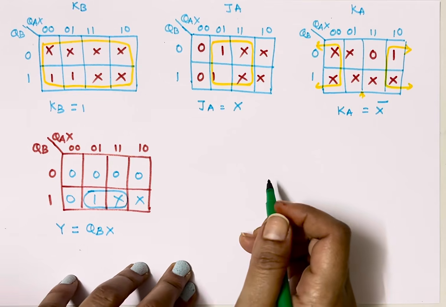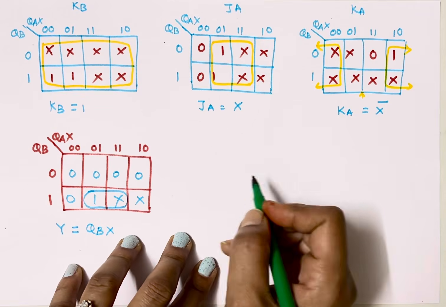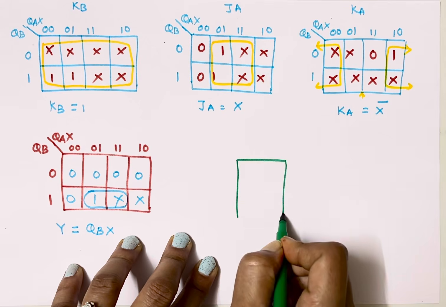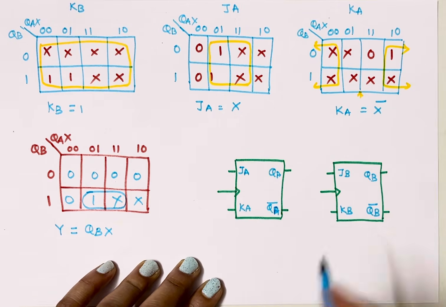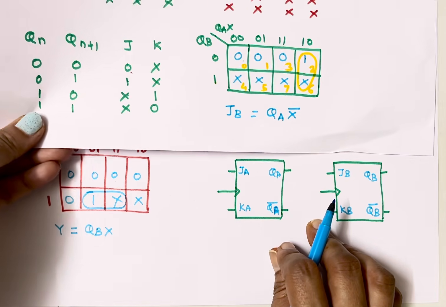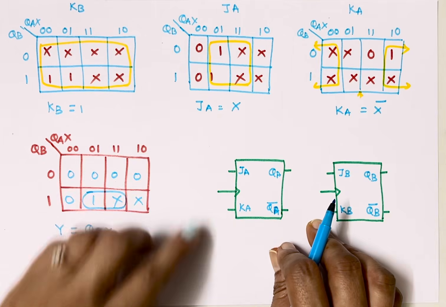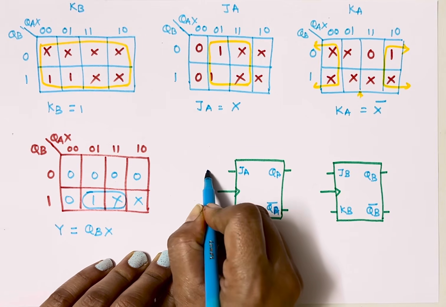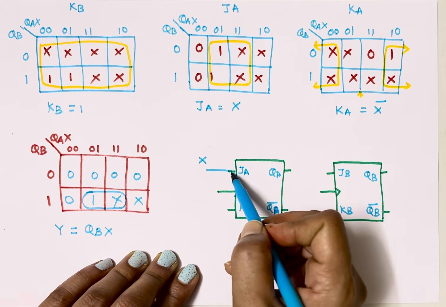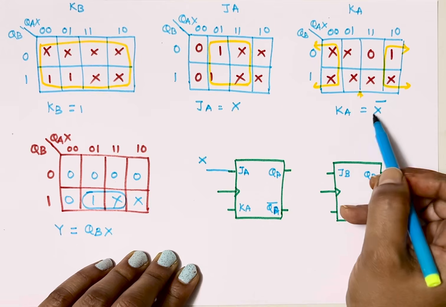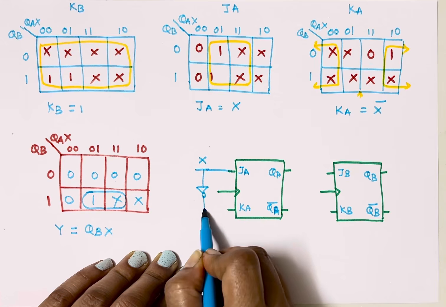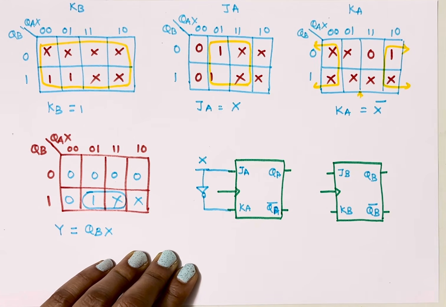Let's draw the final circuit. We need to take two JK flip-flops. These two are my JK flip-flops. Equation for JA is X. So input X, which is my external pattern, is directly given to JA. KA is X bar. So I will simply connect an inverter here, and through this inverter KA is connected.